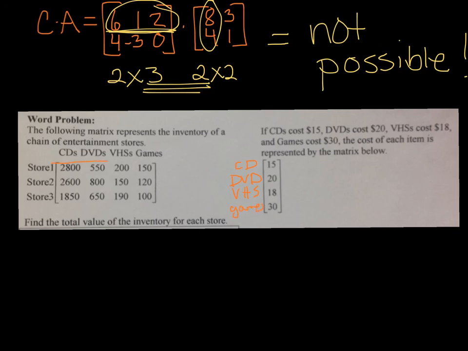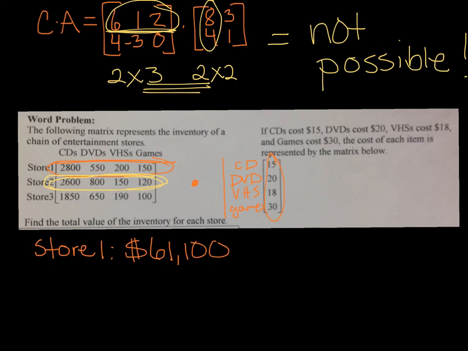So what was across on the first one is now the down on the second one. And if that reminds you of anything, that's because we go across and down when we multiply. So we're just going to multiply these 2 matrices together, going across and down. If you did store 1's inventory times all the prices, you would just be multiplying CDs times CD prices, plus the DVDs times the DVD prices, plus the VHS times the VHS prices, plus the games times the game prices, which would give you for store 1 a grand total of $61,100 worth of inventory.